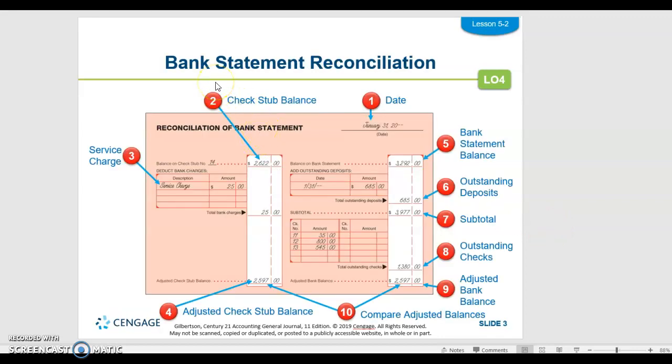This is what a bank statement reconciliation looks like, and if you were going through the PowerPoint, it would go through each of these steps in order of how to create this bank statement reconciliation. So the bottom line is, when we are complete with that, at the bottom here, the adjusted check stub balance should equal your adjusted bank balance. So these two numbers at the bottom should be exactly the same.